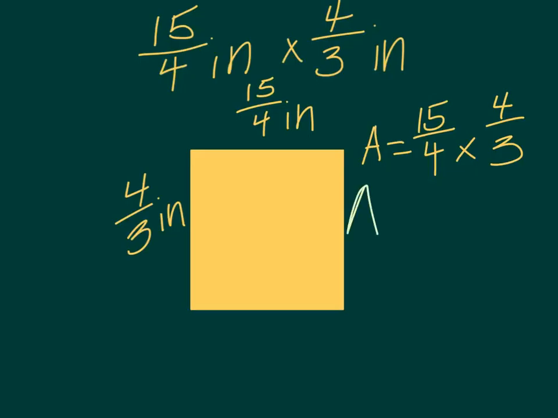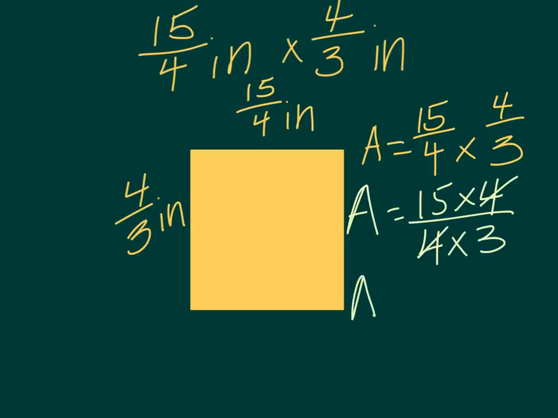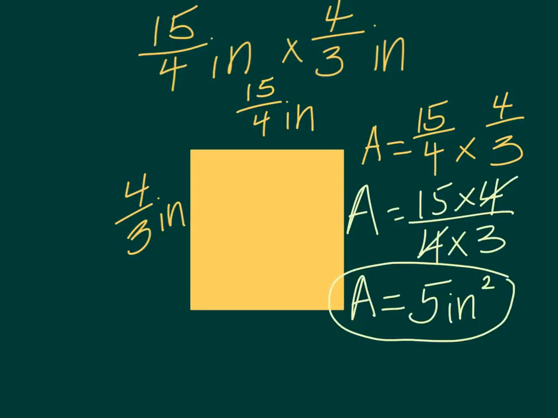So another way I could write this is 15 times 4 over 4 times 3. I see that there's a 4 in the numerator and there's a 4 in the denominator, so those will cancel out. I'm left with 15 thirds. I know that if I do 15 divided by 3, I will be left with 5. So the area of this rectangle would be 5 inches squared. You can see here that a more efficient and easier way would be to use the multiplication model instead of the area model.